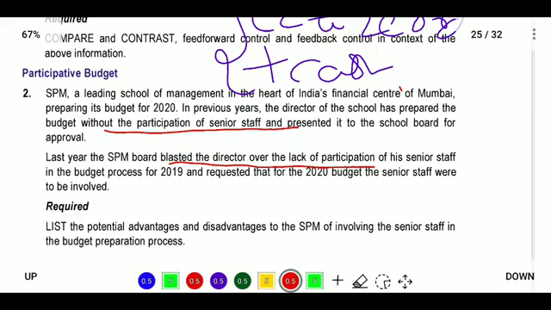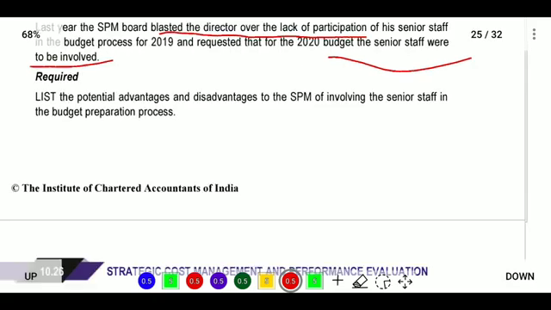Now, in the budget process for 2019, it is requested that the 2020 budget involve senior staff. Last time the senior staff were not involved, and because of that they were blamed when the achievement was not reached. Now they want senior staff involvement in budget preparation. What is required? List the potential advantages and disadvantages to SPM of involving senior staff.